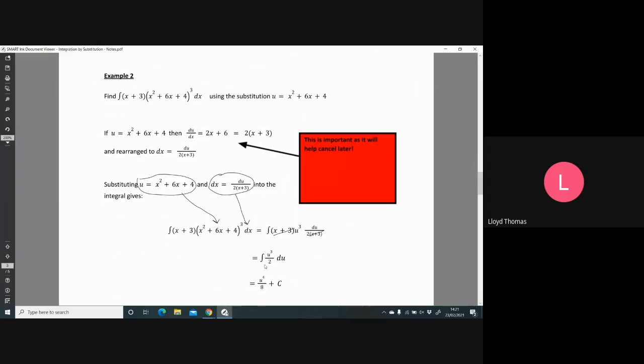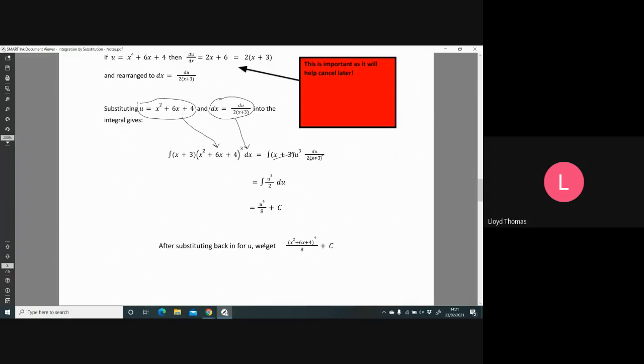To finish my question, I need to substitute u back in. So it becomes all of this, which was u to the power of 4 over 8 plus c.